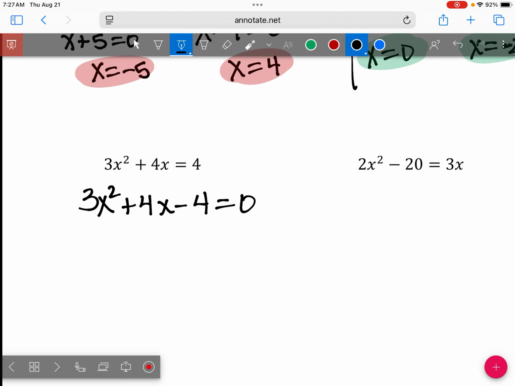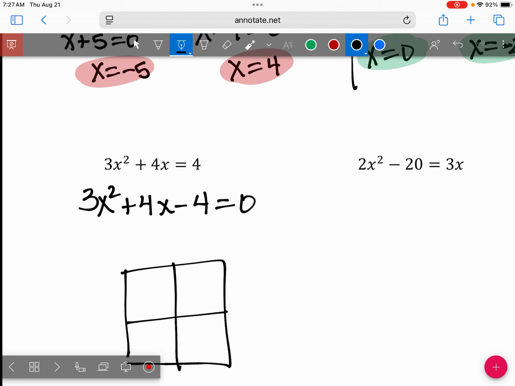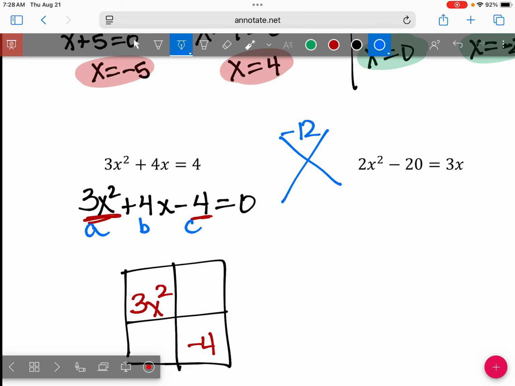Now this time we do have to make a box because our A value is 3. So I'm going to put these two in the box first. On top of the x, I have A times C. A times C is 3 times negative 4. What's 3 times negative 4? Negative 12, that goes on top. Positive 4 goes on the bottom.